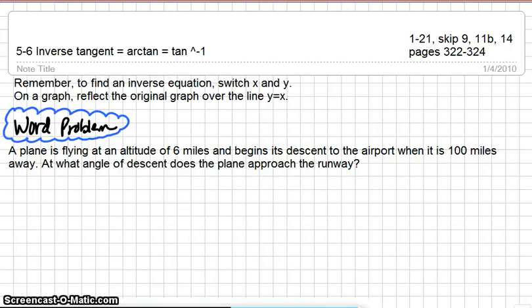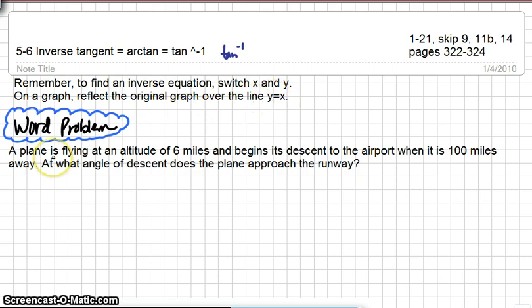This lesson is for FST, lesson 5-6 on inverse tangent. Remember that inverse can also be called arc tangent, and when you write it in symbol form, you just write tan with what looks like a -1 exponent, even though it simply indicates that it is an inverse. Remember that when you're doing inverse equations, you switch x and y on a graph. When you try to do an inverse, you simply reflect the original graph over the line y equals x.